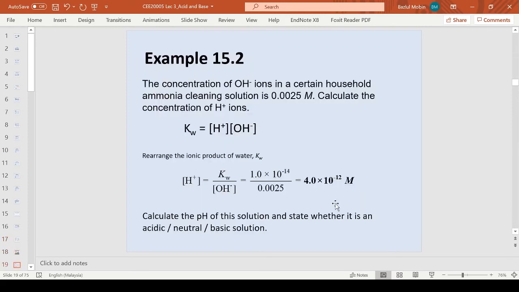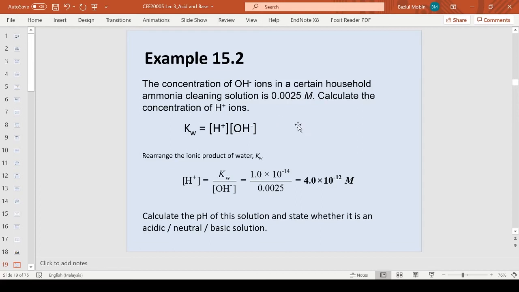This is one tricky question actually. So far we know that we can use the hydrogen ion concentration to calculate pH, but what if only the hydroxyl ion concentration is given? For an ammonia cleaning solution that has 0.0025 molar hydroxyl ion in it, how can we find the pH of the solution?